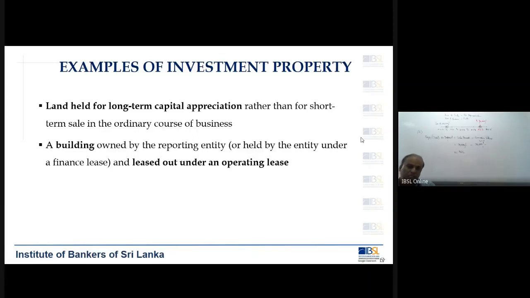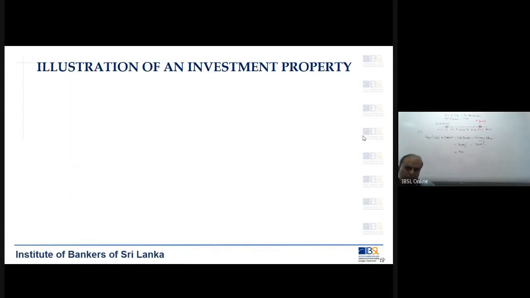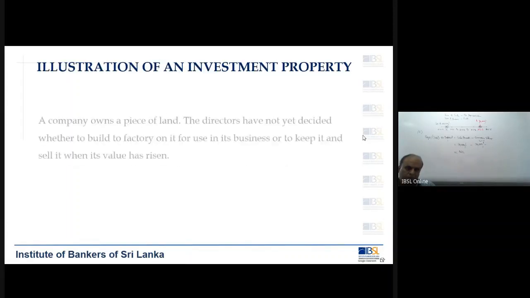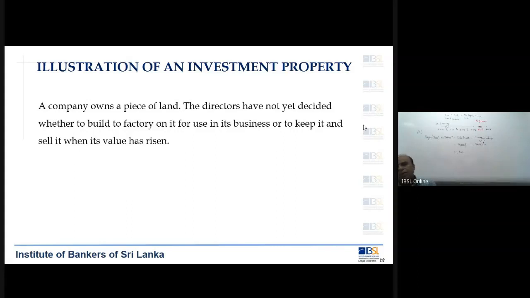that is also considered to be an investment property. So let's look at this example. A company owns a piece of land. The directors have not yet decided whether to build a factory on it for use in its business, or to keep it and sell it when its value has risen.